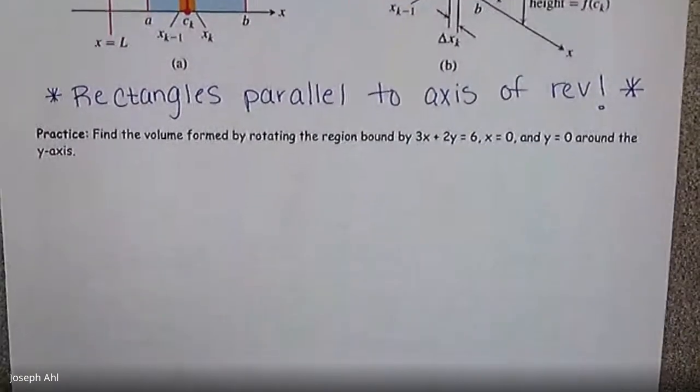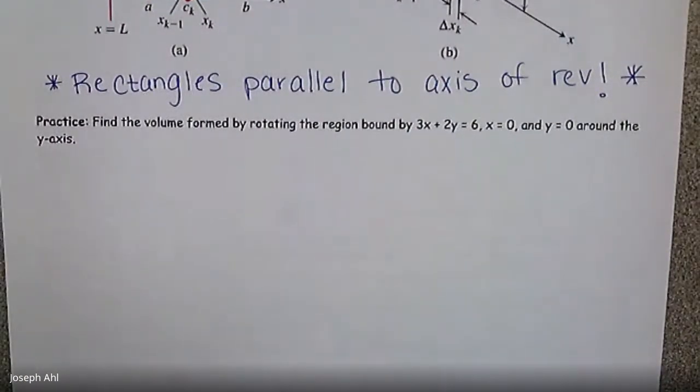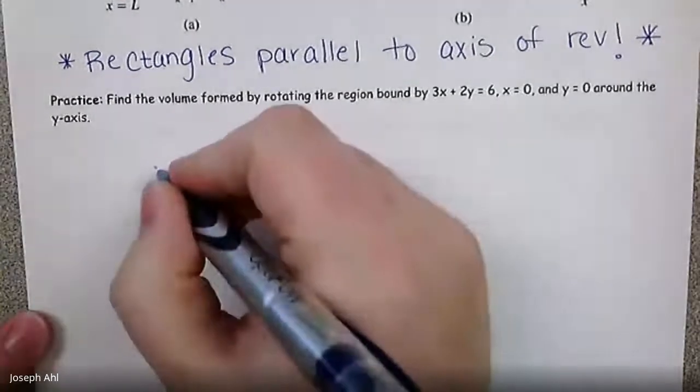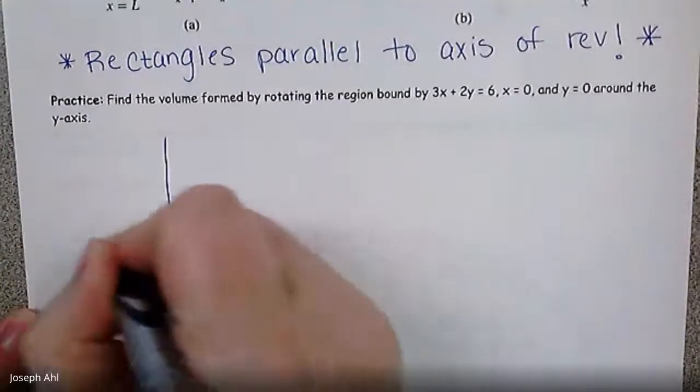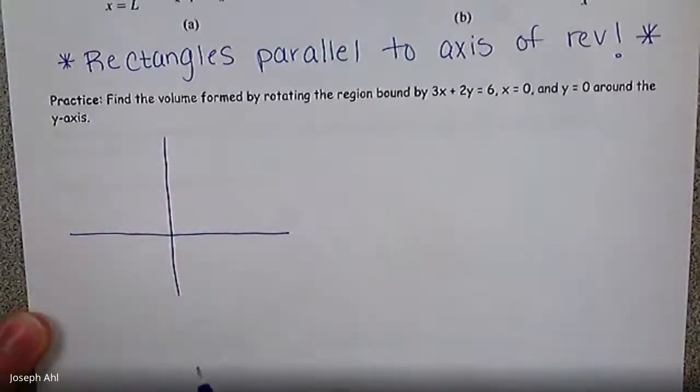So here's a practice example. Find the volume formed by rotating the region bound by 3x plus 2y equals 6, x equals 0, and y equals 0 around the y-axis. All right, so here we go. Let's draw a picture of what we got going on here.